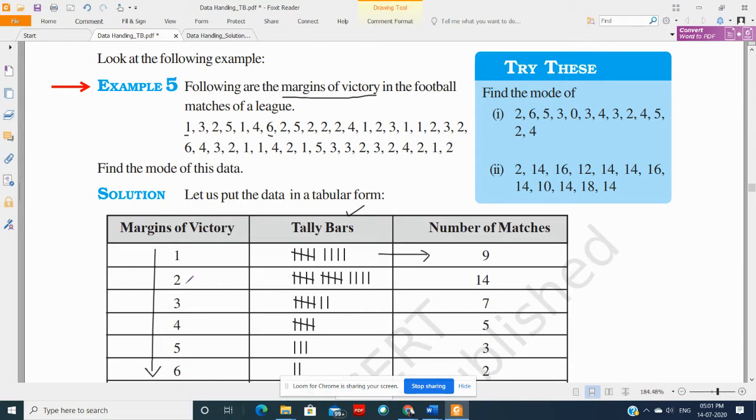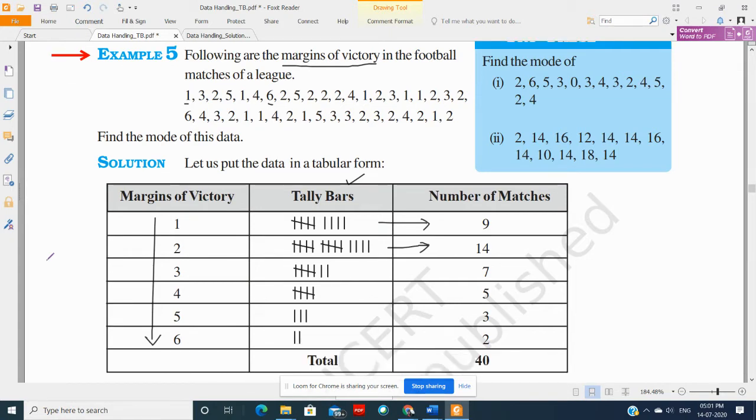Then you will go to 2. Just count 2. 1, 2, 3, 4, 5, 6, 7, 8, 9, 10, 11, 12, 13, and 14. Means 14 times. So I'll just do 14 tally bars, right? So this is how you go till 6 and find out the number of matches. So 1 is repeated 9 times, 2 is repeated 14 times, 3 is repeated 7 times, 4 is repeated 5 times, 5 is repeated 3 times, 6 is repeated 2 times.